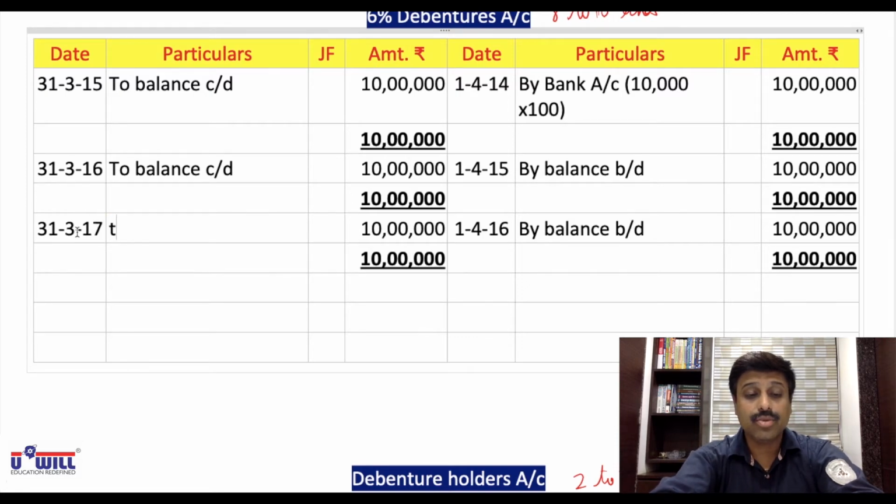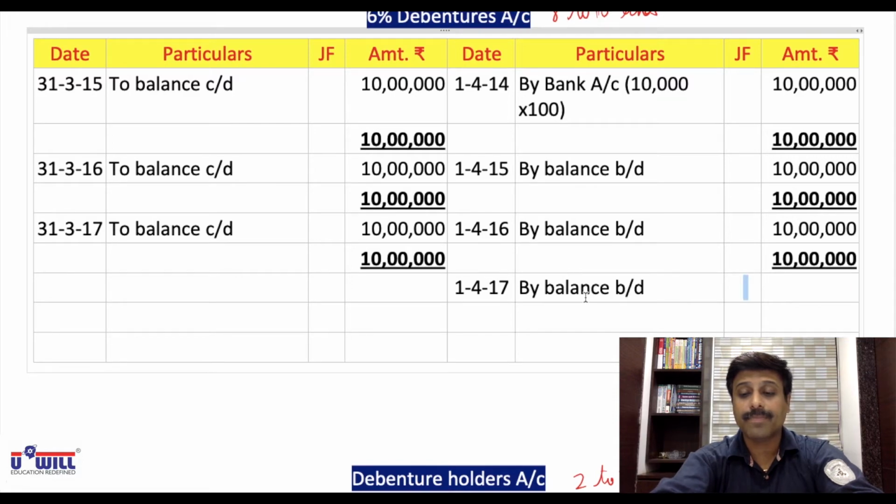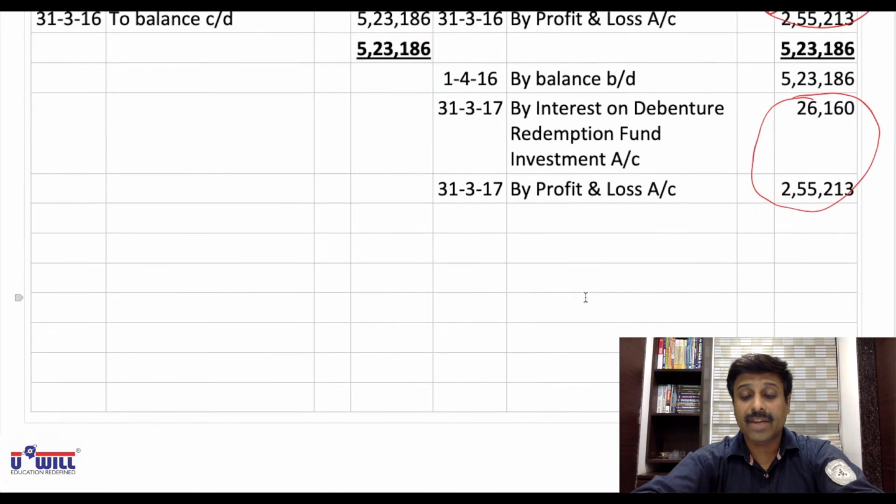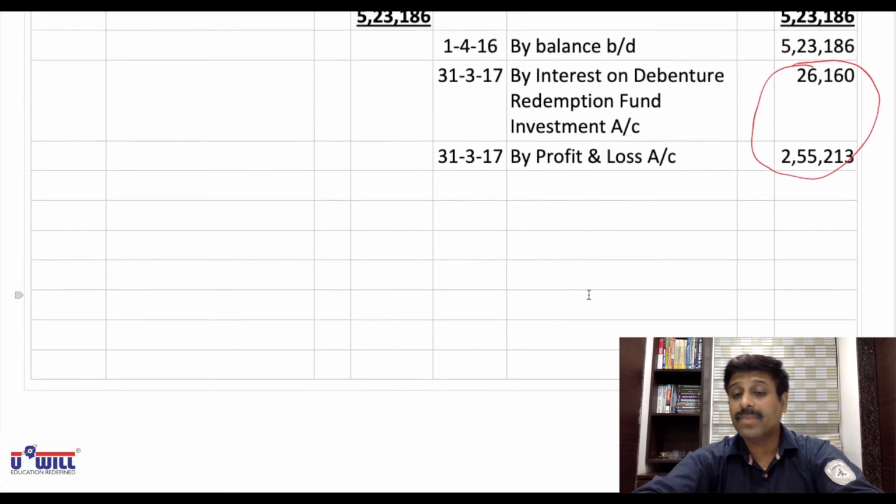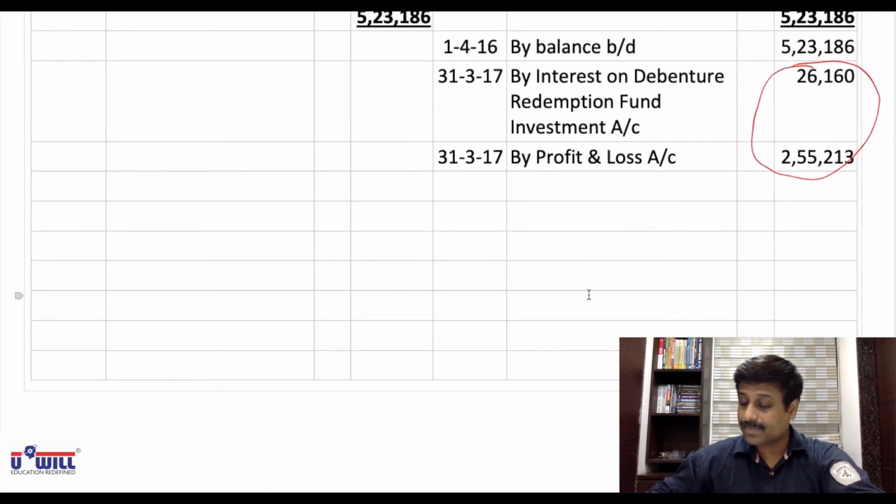31,317 to balance carried down. Opposite side after the total is 1,417 by balance brought down 10 lakhs. Then fund account, all of you do the total. 523,186 plus 26160 plus 255,213. So total comes to 804,559.